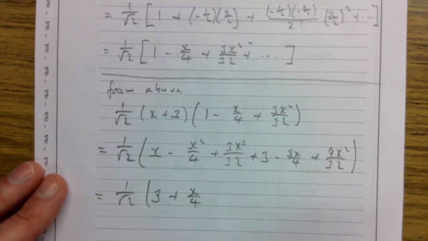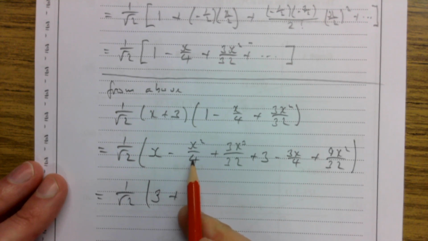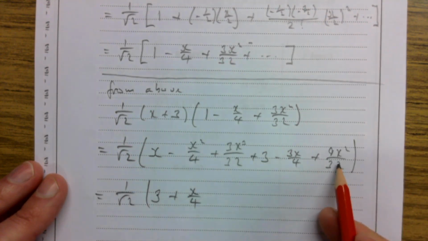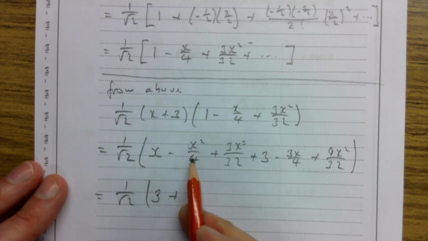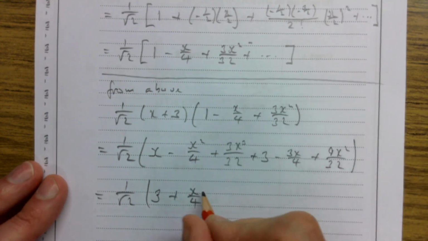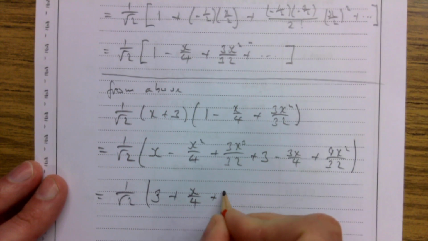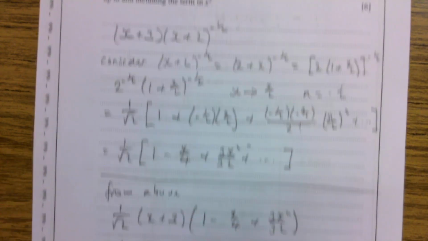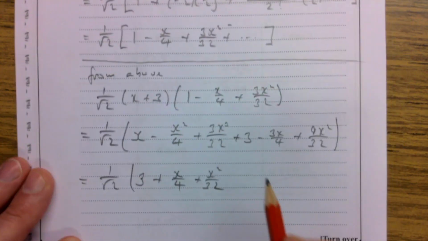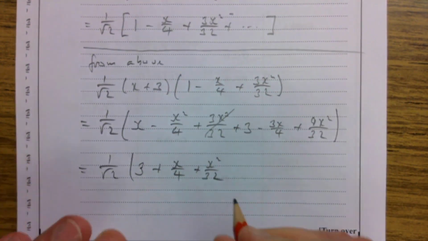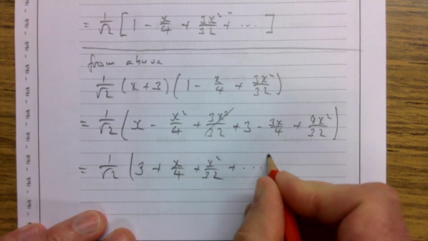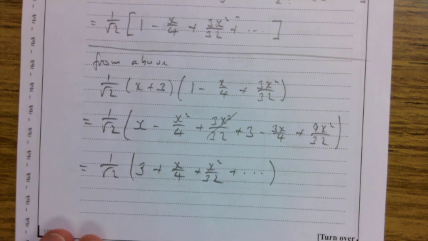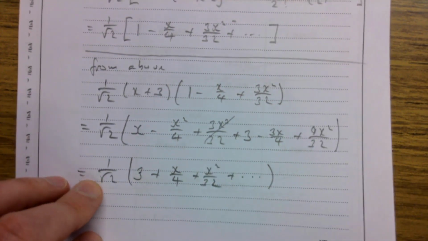And then the x squared term is, we have an x squared over 4, and we have a 9x squared over 32. So that will be 8x squared over 32 taken away from 9x squared over 32. So we end up with plus x squared over 32. And then because the question says only go up to x squared, we can disregard this one here. And that's our final answer to part B.